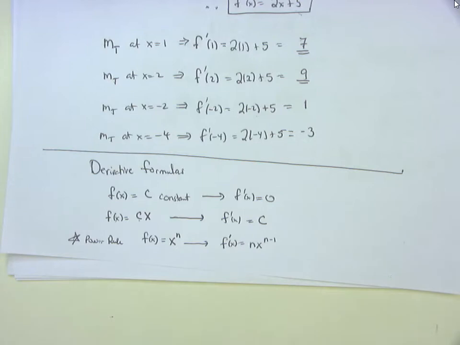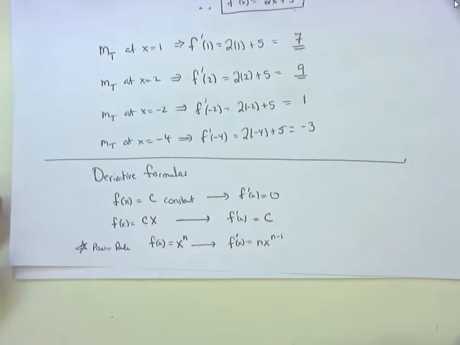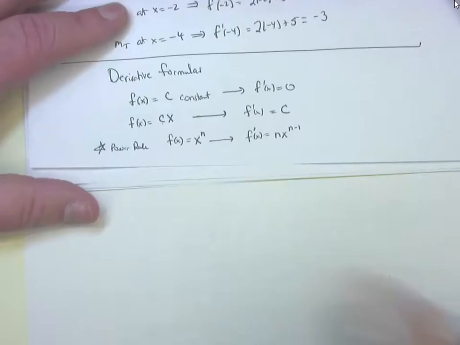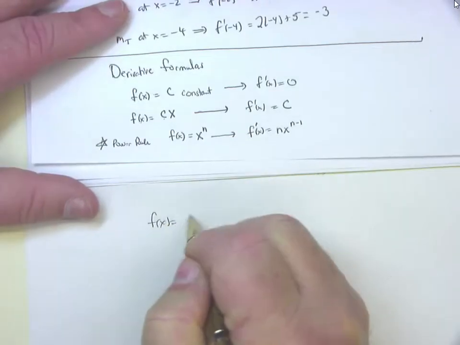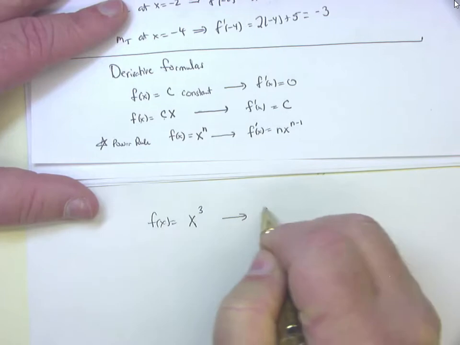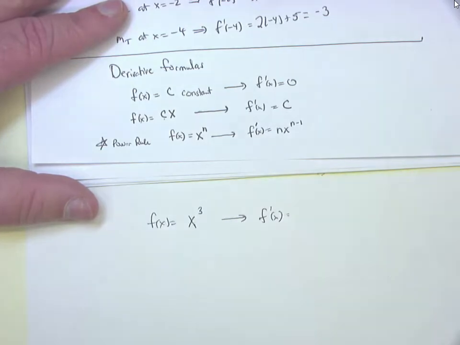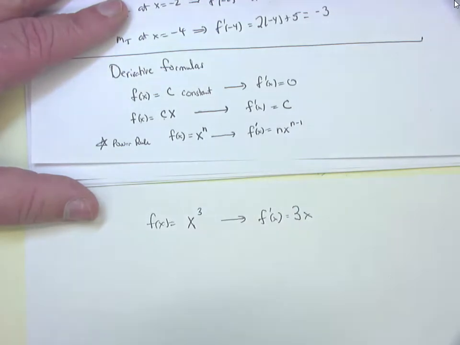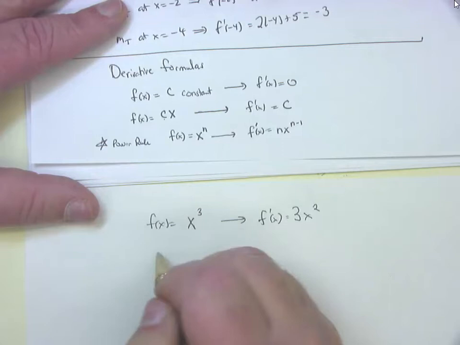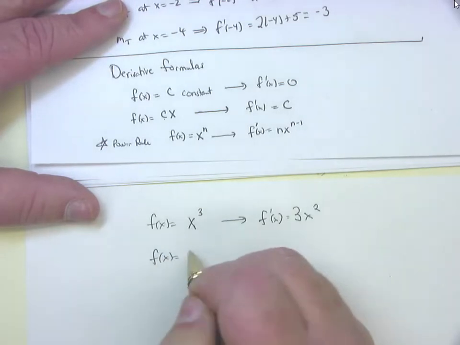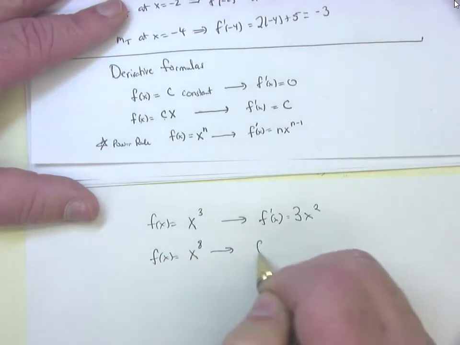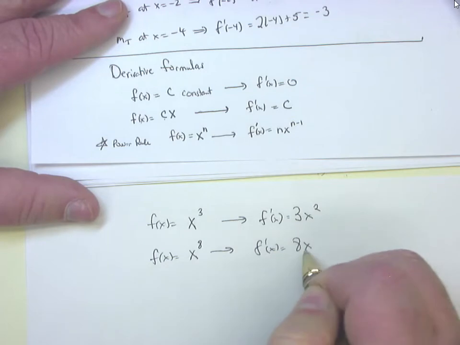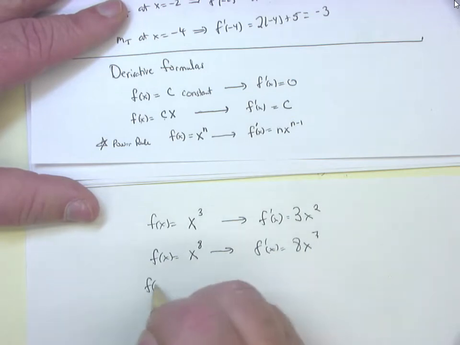So, what is the derivative of x cubed? You take the power, and you bring it out front. 3x, and then you subtract one from the power. 2. What is the derivative of x to the 8th? 8x to the 7th.